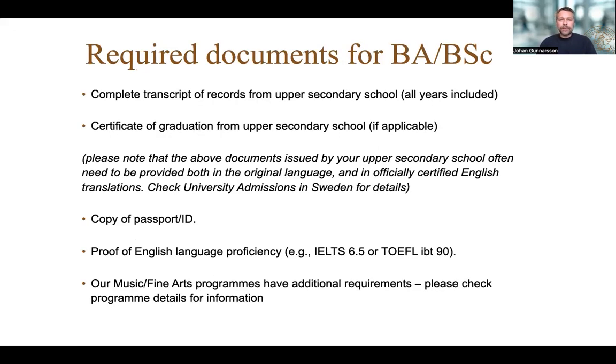Now, the required documents for a bachelor's application, you need a complete transcript of record for all years of upper secondary school. All years, not just the final year. All years of upper secondary school must be included. If you have been awarded a certificate of graduation or a diploma when you graduate from high school, this must be provided as well. And again, as with master's level, it's best if you provide these documents both in the original language and in an official translation.